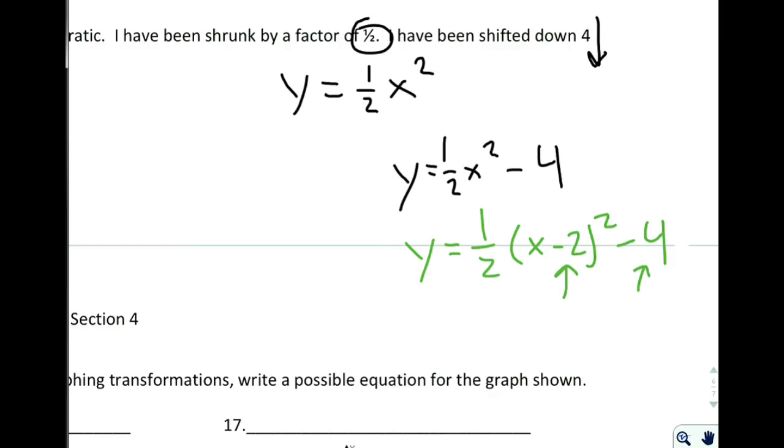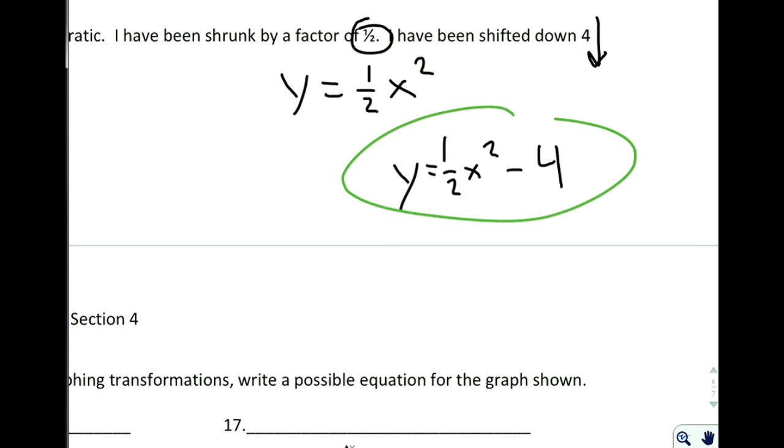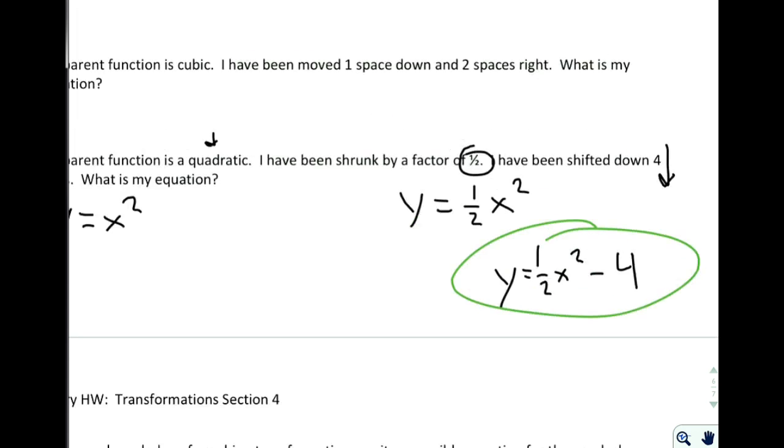But the problem does not say anything about that, so we can get rid of that and just go with our final answer right here. Stretch of 1/2, move down 4 units.